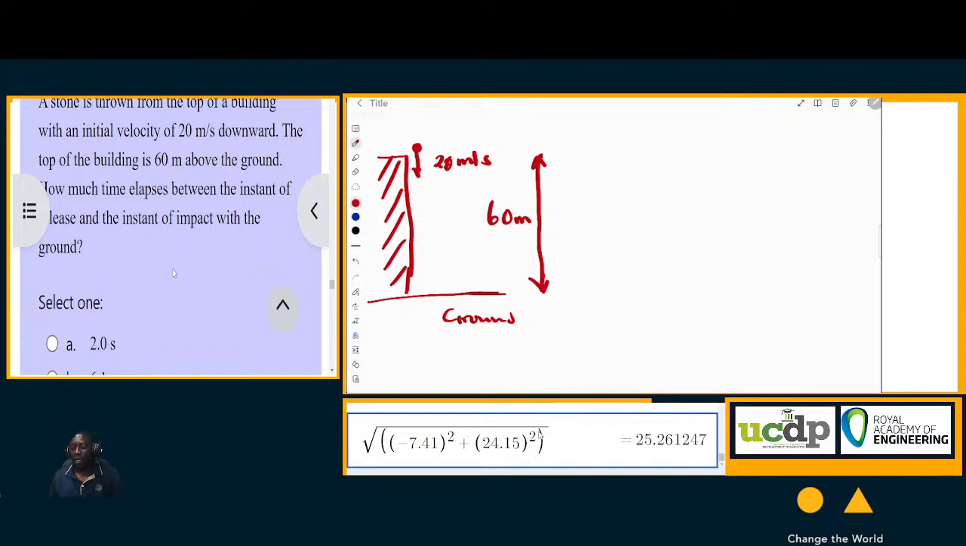Now, the data: V initial is 20 meters per second. What else are we given? The issue with signs is up to you. If you want to take the downward direction positive, you're allowed. It's not always that downward is negative. In my case, I'm going to choose downward positive. It makes it simple because even my displacement of 60 meters downward becomes positive.